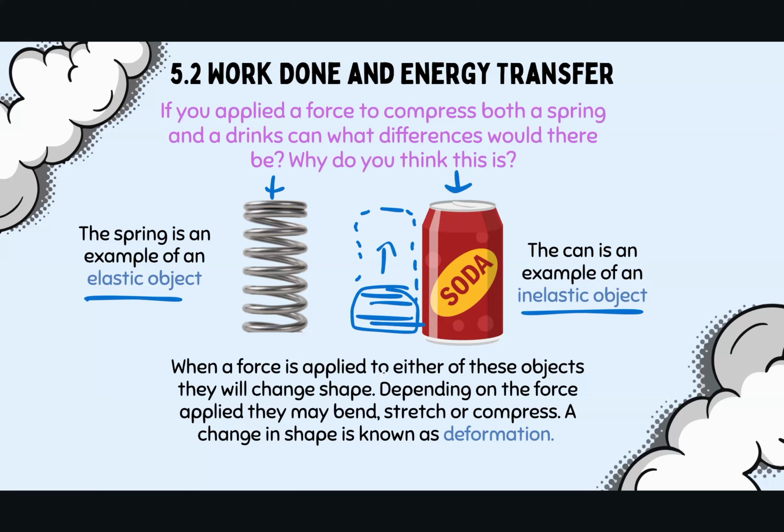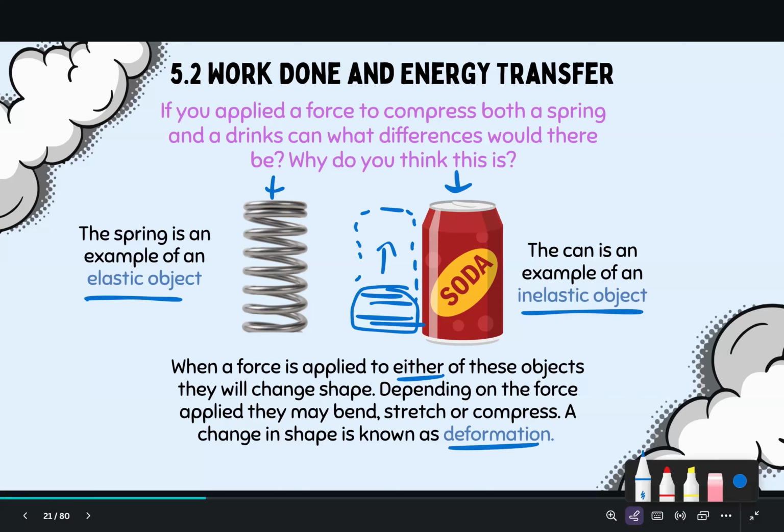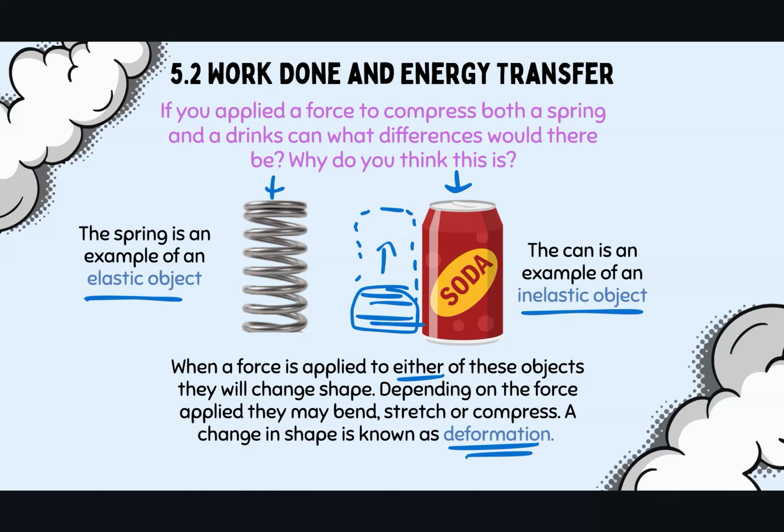So when a force is applied to either of these objects, they will change shape. Now, depending on the force applied, they may bend, stretch, or compress. A change of shape is known as deformation. So make sure you memorize that. Deformation is a change in shape. Both of these objects deform. The spring deforms because it coils up. But when you let go of it, the energy is released and it goes back to its original shape. With a soda can, it's inelastic. So when you add force, you deform it, but it's a permanent deforming.